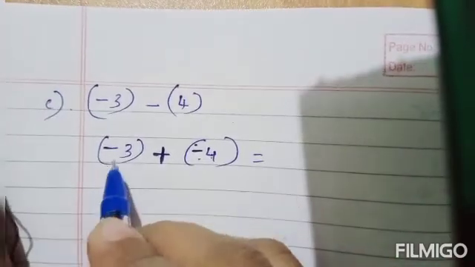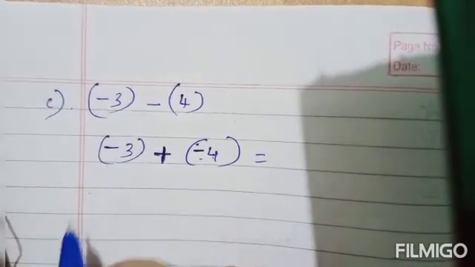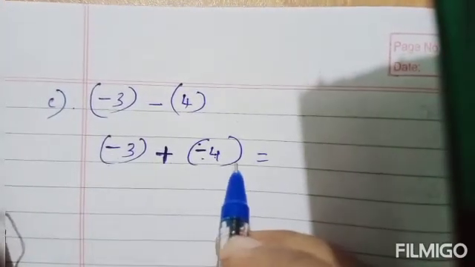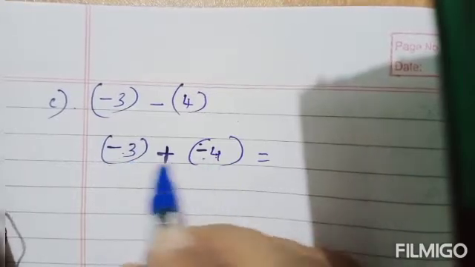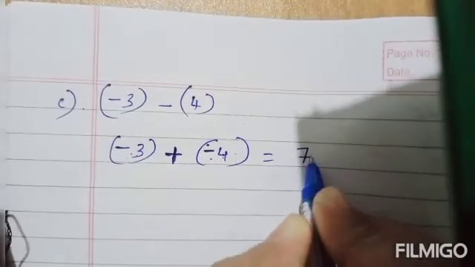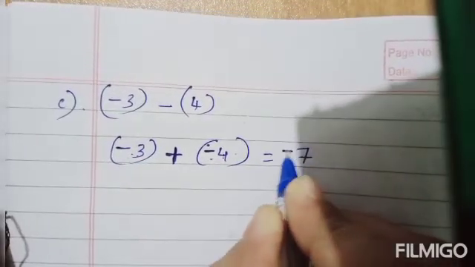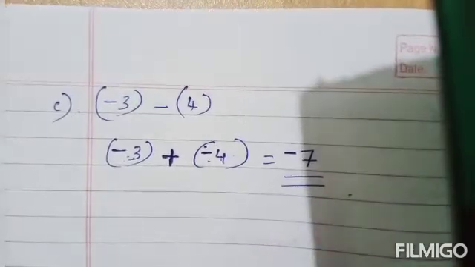Now you can add minus 3 plus minus 4. Addition of two negative integers. So what to do? First add the numbers. 3 plus 4, it is 7. And then put minus sign. Okay, so minus 7 will be the answer.